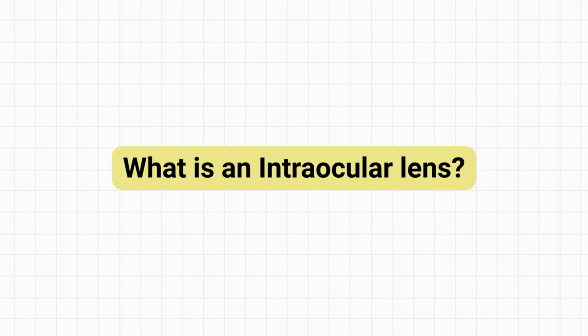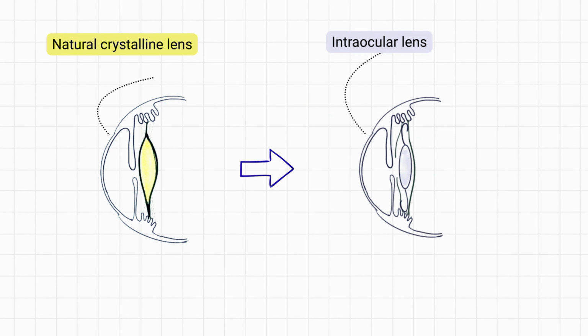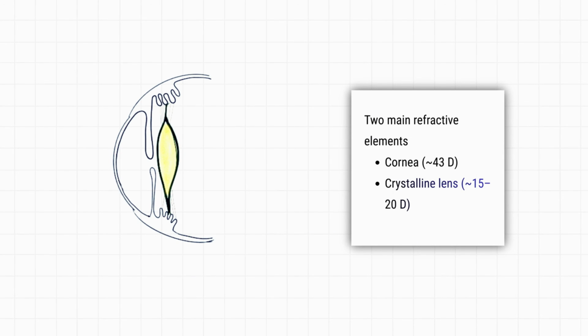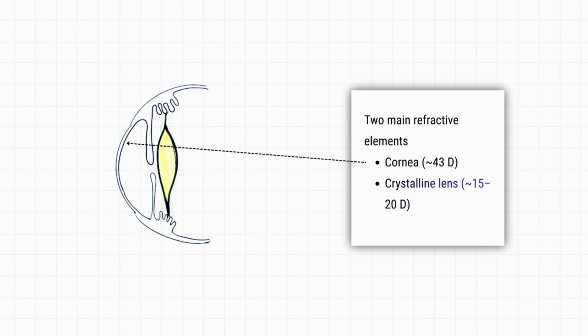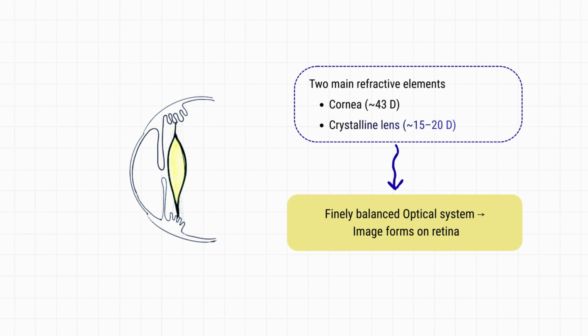What exactly is an intraocular lens? An intraocular lens, or IOL, is an artificial optical implant that replaces the natural crystalline lens of the eye after cataract surgery. Its primary role is simple: to restore the refractive power that is lost when the natural lens is removed. The human eye has two main refractive elements: the cornea, which contributes about 43 diopters, and the crystalline lens, which contributes roughly 15 to 20 diopters, depending upon age and accommodation. Together, they form a finely balanced optical system.